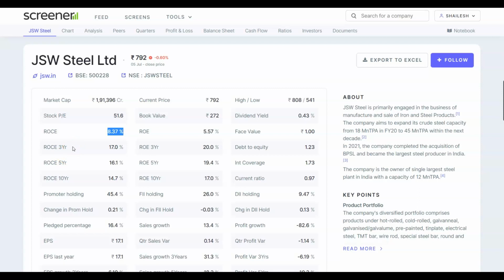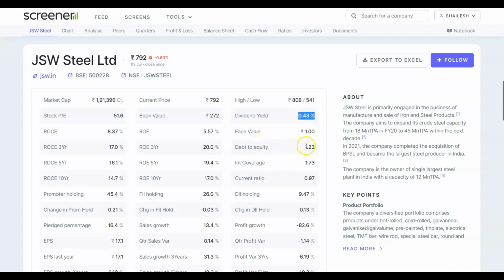Now if we look into the ROE, it is coming out to be 5.57 for this year and it oscillates between 5.7 and 20%. The ROE for 10 years is 17.0, for 5 years is 19.4, and for 3 years it is 20%. For this year it is 5.57%. The face value is 1 and the dividend yield is 0.43.